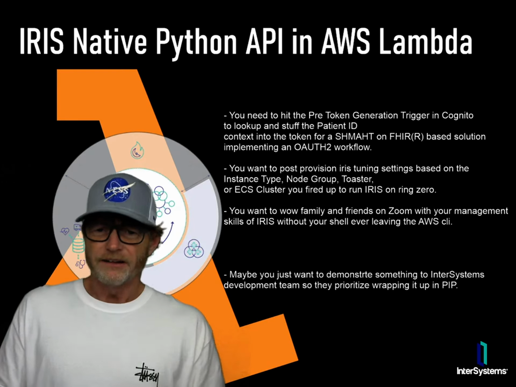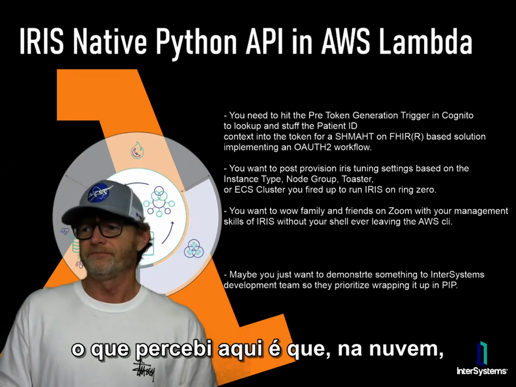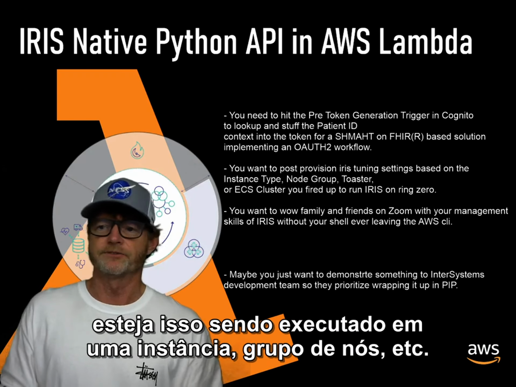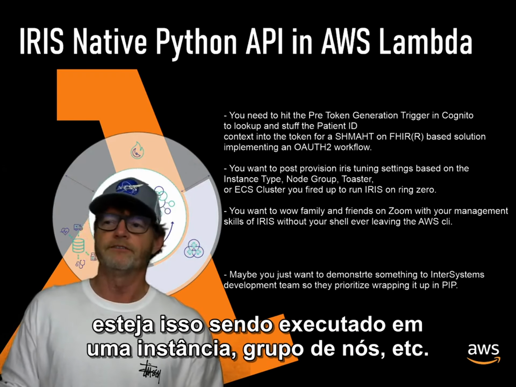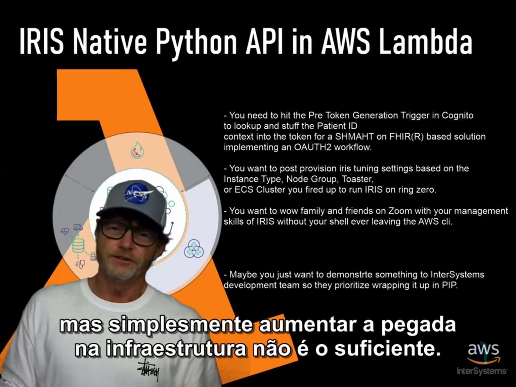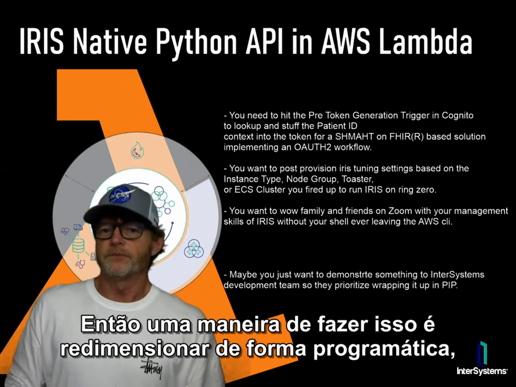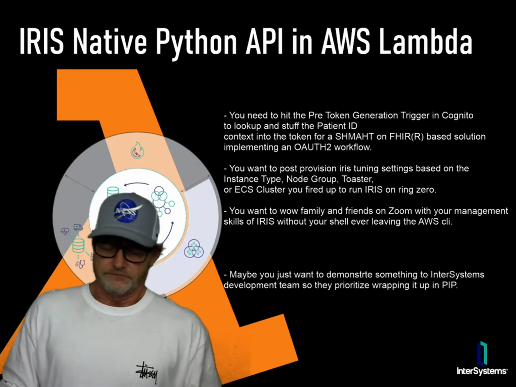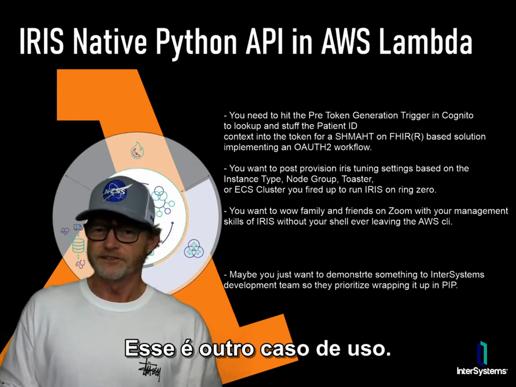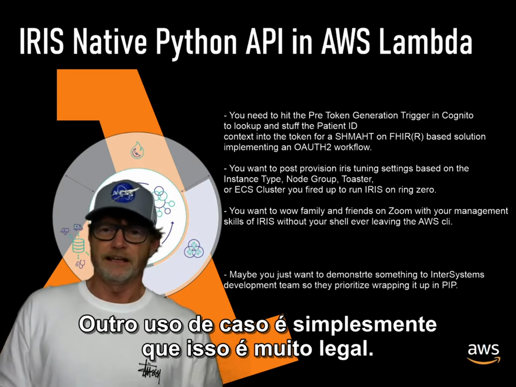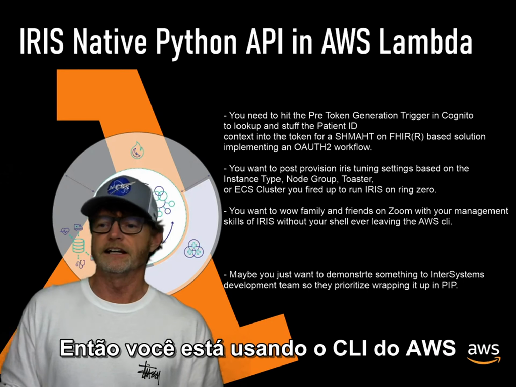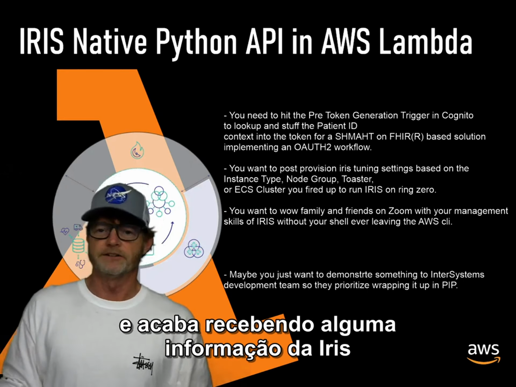Second thing I've hit is that in the cloud, we resize IRIS stuff all the time, whether it's running on an instance or a node group or whatever. But just increasing the footprint on the infrastructure does not tune it. So a way to do that is to programmatically resize and calibrate, redo your CPF settings, things like that. So that's another use case. Another use case is it just looks damn cool in demos when you're flying through the AWS CLI and you just happen to spit back some IRIS information.